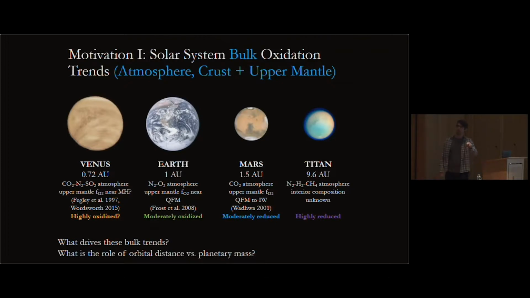But one thing that really emerges from thinking about this, caveats about the data aside, are what drives these bulk trends and what is the role of, in particular, orbital distance versus planetary mass, because you can see there's a trend in this direction, if this is correct, towards more highly reducing as you go outer in the solar system for these objects, but there's also a trend towards lower mass of the object.